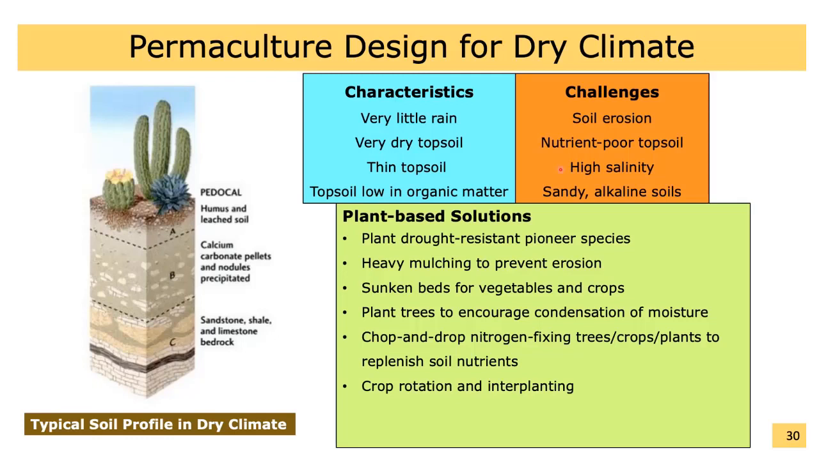Crop rotation and interplanting also help in reducing the challenges of dry climate. Swales with shores planted with hardy trees, and always design a dry land plant guild for dry climate.